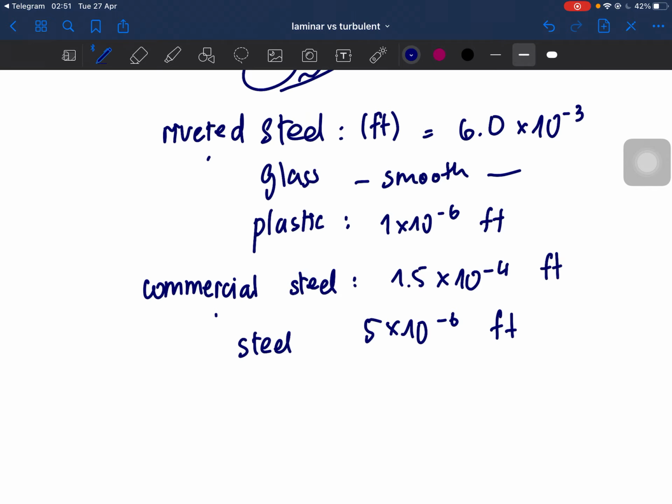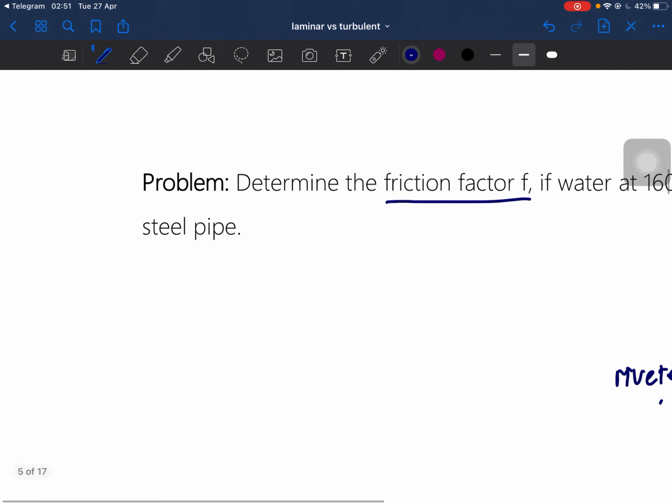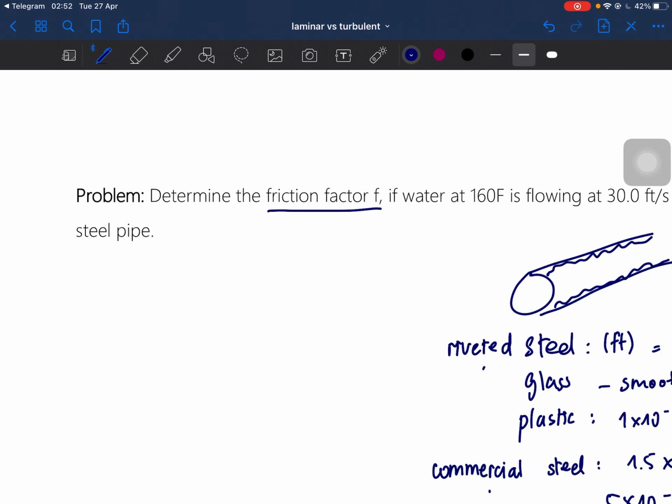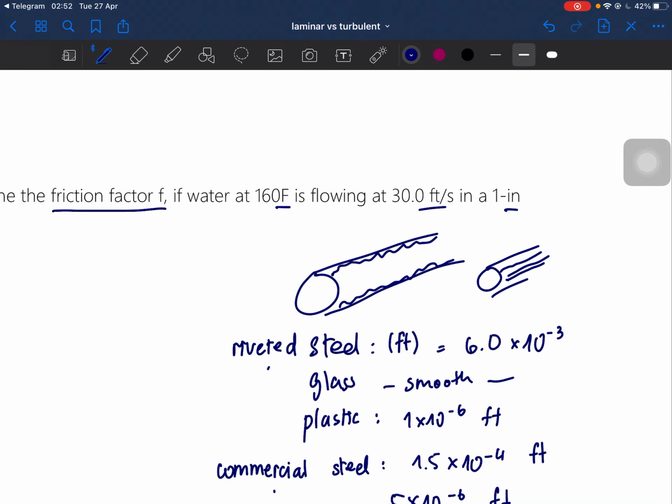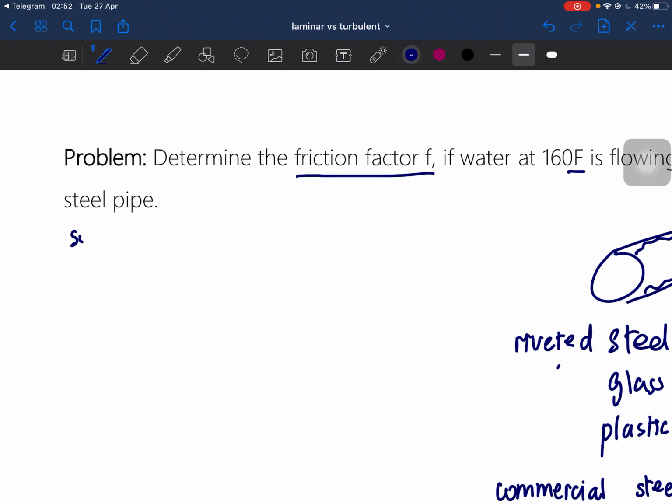So now let's look at our exercise here. Determine the friction factor of water at 160 Fahrenheit flowing at 30 feet per second in a 1 inch pipe. Okay, so the Reynolds number. So we're back to the Reynolds number again.